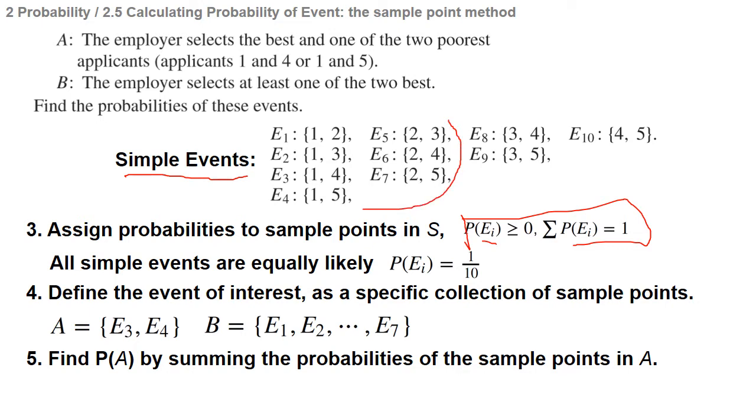So these are the event B. So B is E1 to E7. This is our event of interest, and find the probability of A by summing the probabilities of the sample points in A. Okay, so for the probability of A, since we have two simple events and the assigned probability of each simple event is 1 over 10, it's 2 over 10 for A. And what about the probability of B? It's 7 over 10.